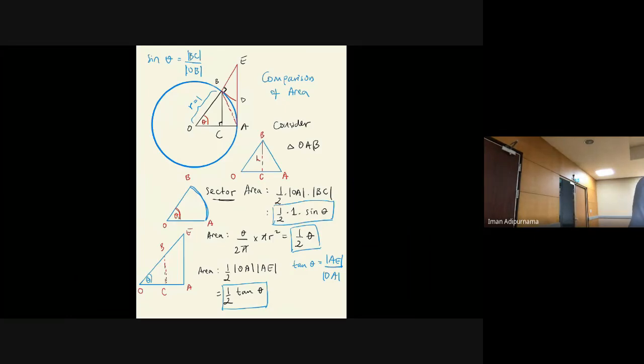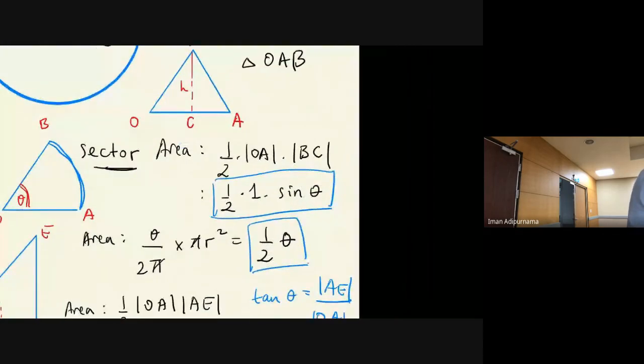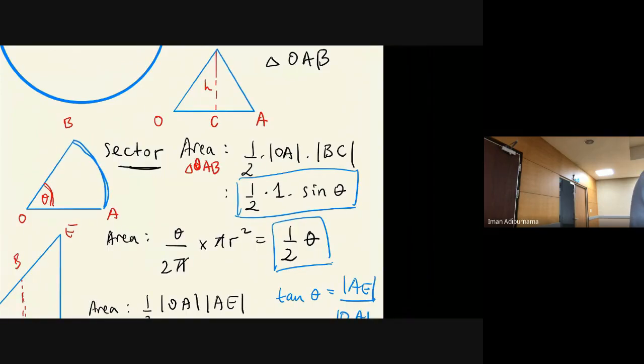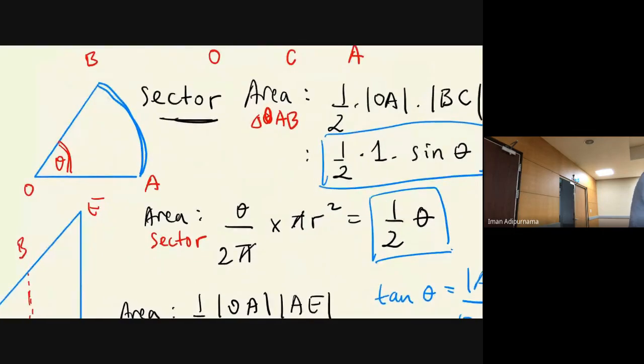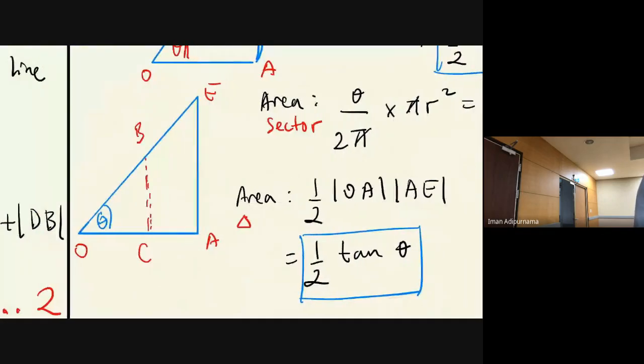We have three functions now. This is our area functions, so we are using all three areas as our functions. I will write it from here: this is half sine theta, the area for OAB; this is the sector; and this is the area for OAE.